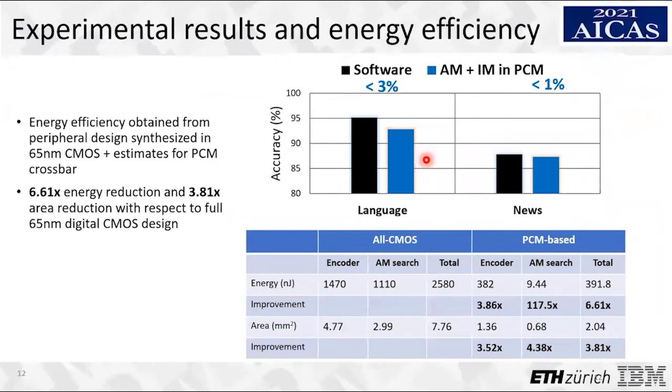So to summarize, our results show that this system, which includes a PCM crossbar array and some peripheral circuits designed with 65 nanometer CMOS technology, is 6 times more energy efficient compared to a dedicated 65 nanometer technology digital CMOS accelerator, while still retaining the classification accuracy within 3 percentage points compared to the software implementation. And this is across two datasets, the language recognition dataset and the news classification dataset.